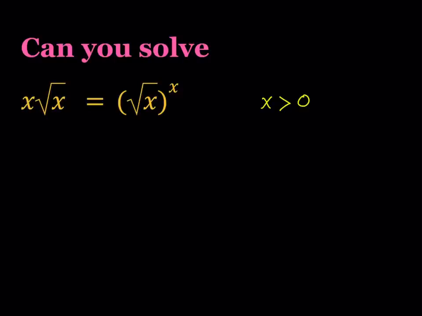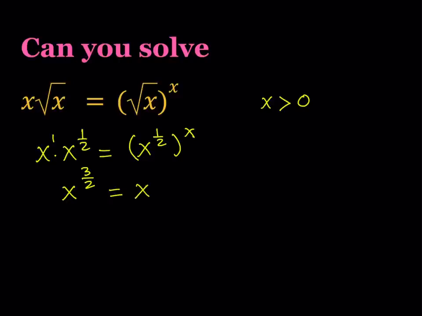Let's go ahead and simplify both sides as much as we can. First of all, I can write the square root of x as x to the power 1/2, and the same thing here. And then I'm multiplying x, which is x to the first power, by x to the power 1/2. When you multiply two powers with the same base, you add the exponents. So let's add those exponents. That gives us x to the power 3/2. And on the right-hand side, we have the power of a power, which can be written as the product of exponents. So we can write this as x to the power x over 2.